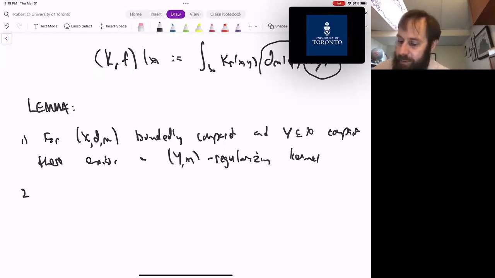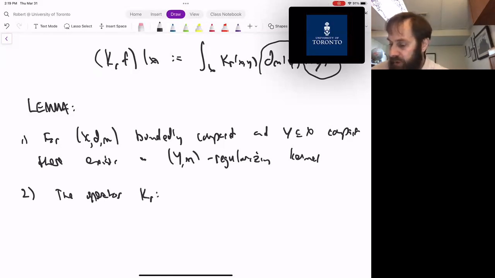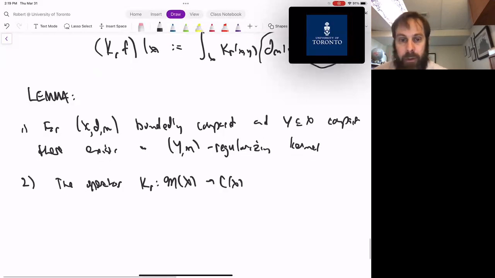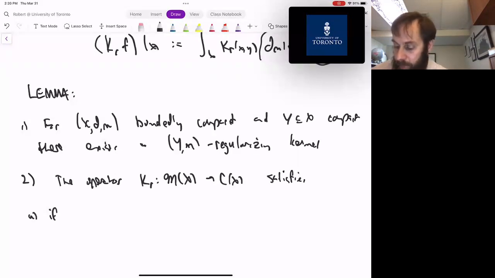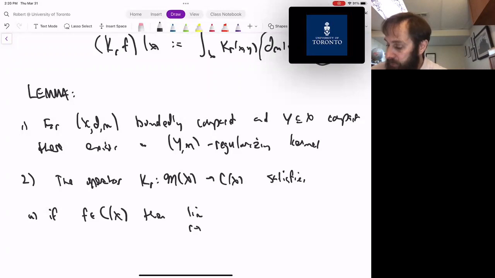And secondly, the linear operator which takes measures to continuous functions satisfies the following properties. If you start out with a continuous function, then the limit as r goes to zero, these properties are basically what motivate the definition of regularizing kernel.